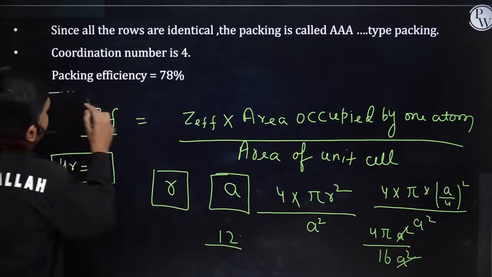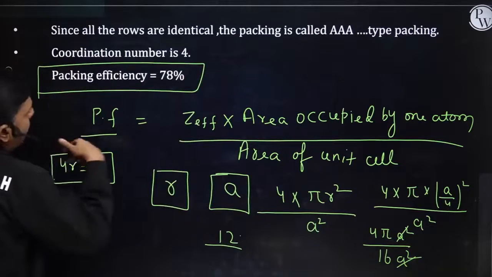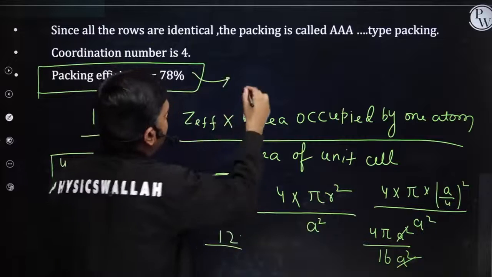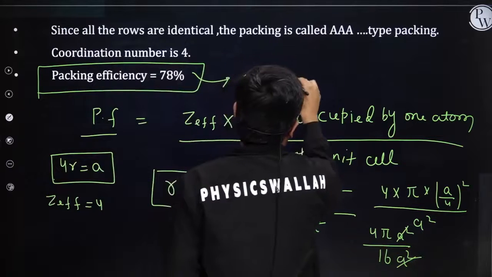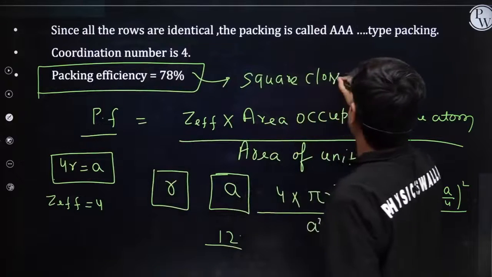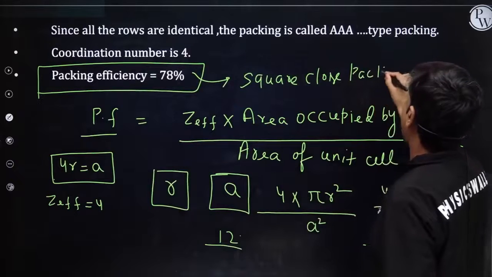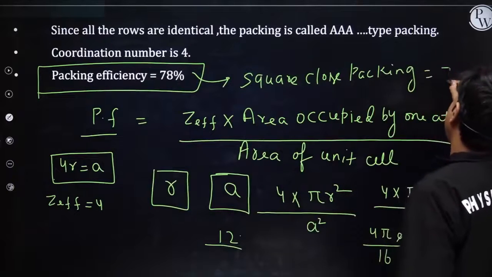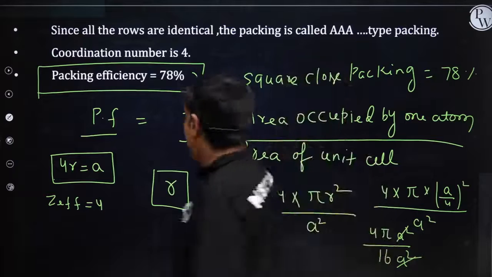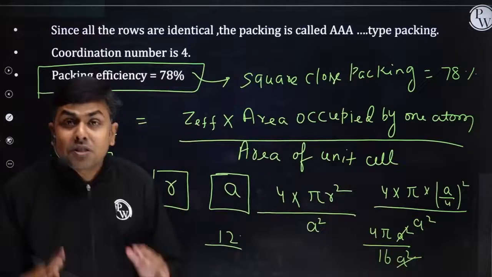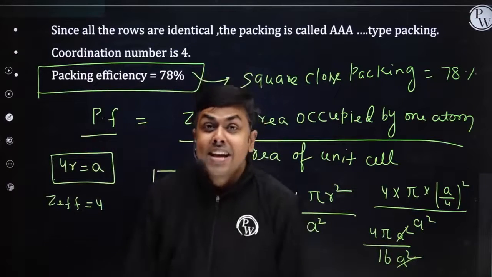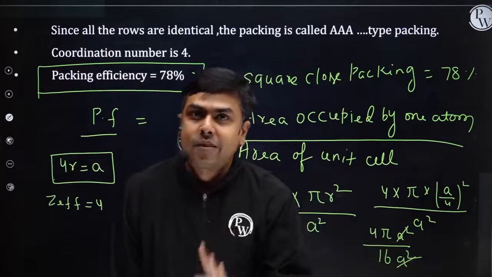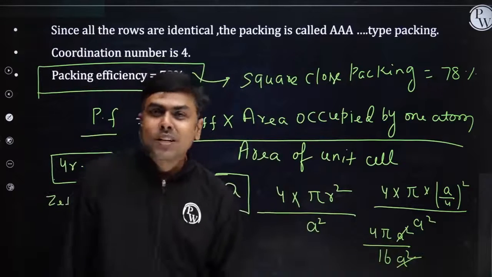So packing efficiency in such type of a square closed packing unit cell is how much? 78%. How do we calculate? We have derived these things, right? What's the Z effective in square closed packing? In AA type packing, Z effective is 4. Am I clear, students?